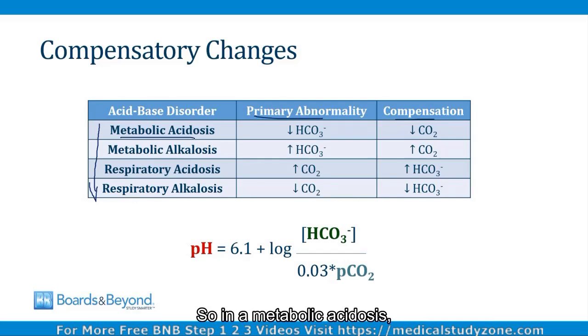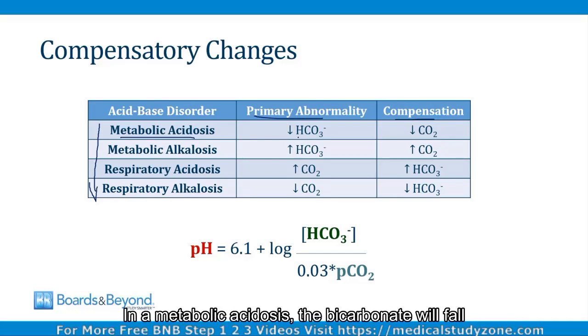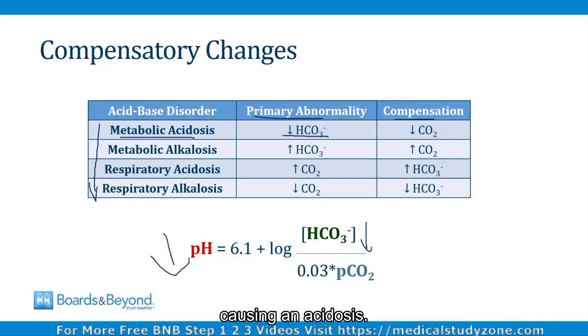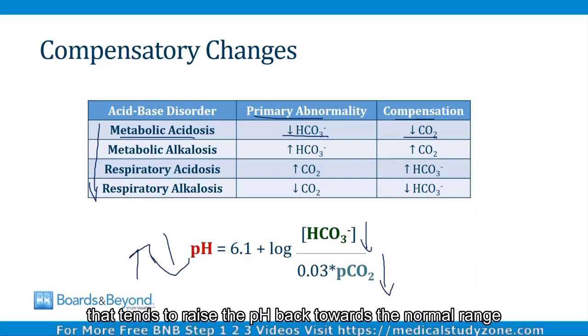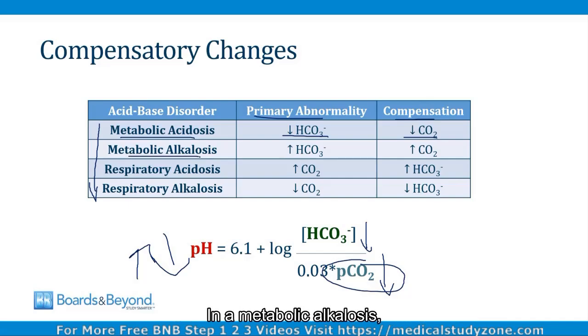So in a metabolic acidosis, remember, metabolic disorders are always bicarb problems. In a metabolic acidosis, the bicarbonate will fall because when the bicarbonate level falls, that lowers the pH, causing an acidosis. The compensatory response is a fall in CO2 because if the CO2 level goes down, that tends to raise the pH back towards the normal range, and that's why this is the compensatory response. In a metabolic alkalosis, the problem is that the bicarb level is high and the compensation is a high CO2.